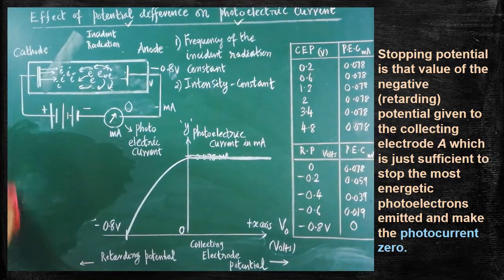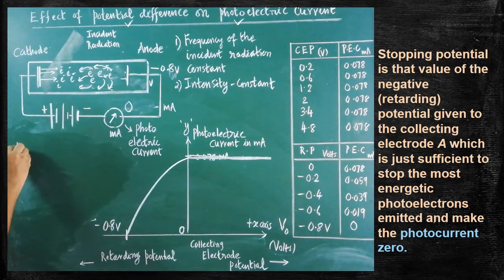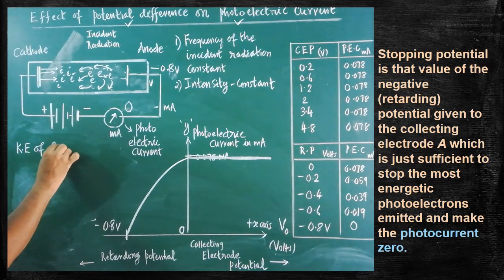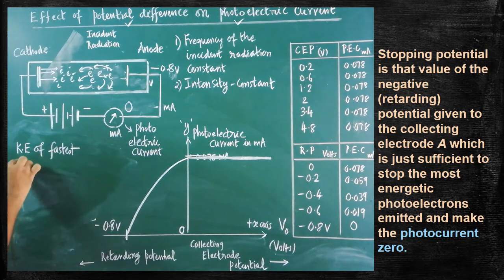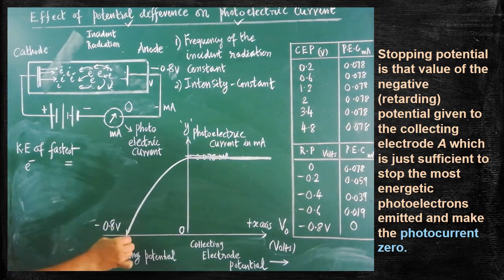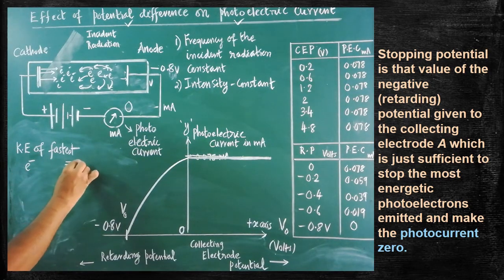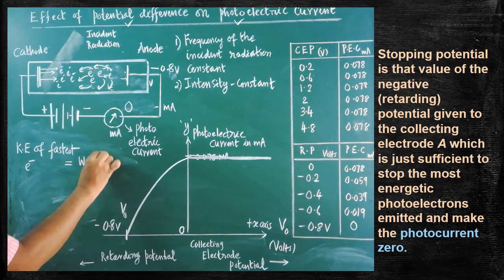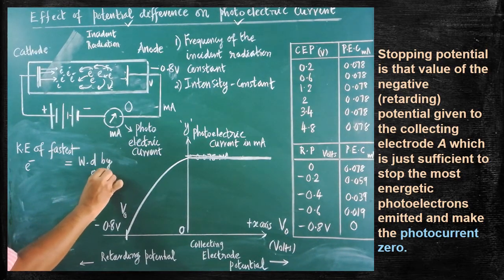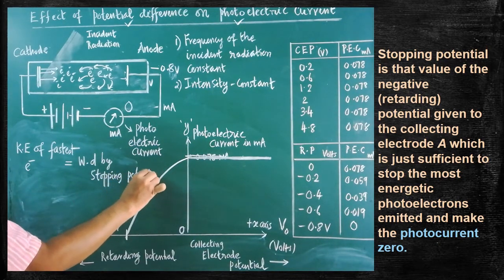Look at that. Here the electrons have kinetic energy. Therefore, how can we write the kinetic energy of the fastest electron? All the electrons have energy. The kinetic energy of the fastest electron is stopped by whom? This stopping potential V0. So work is done by the stopping potential. So the kinetic energy of the fastest electron will be equivalent to the work done by the stopping potential. Make a note. Are you clear?